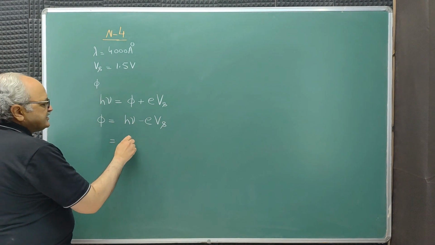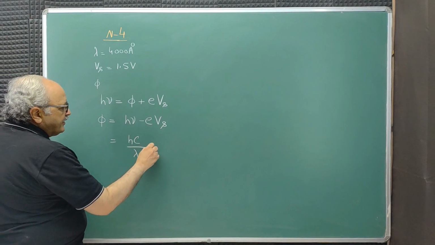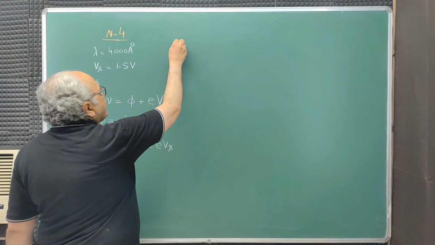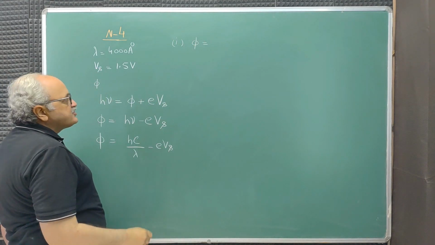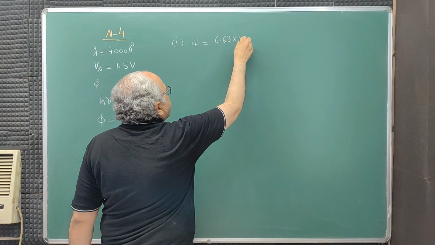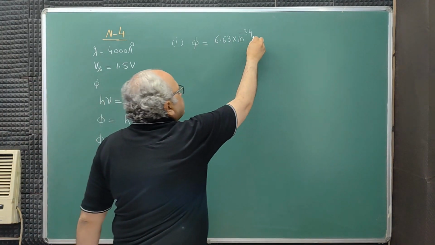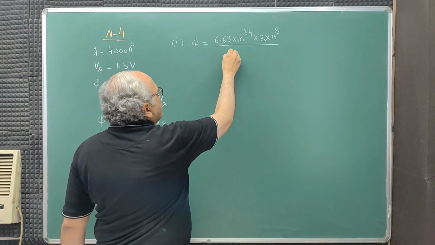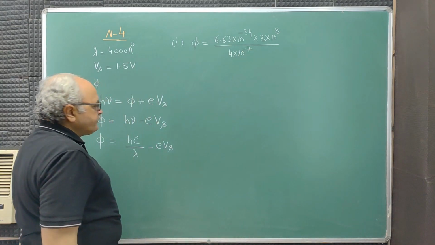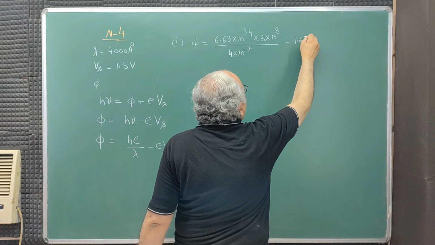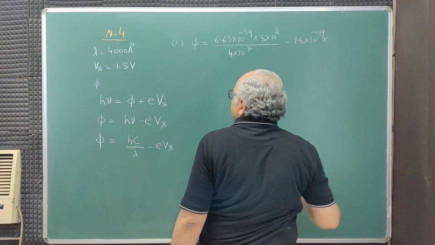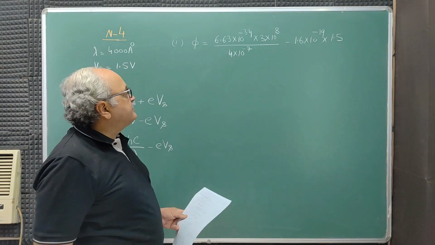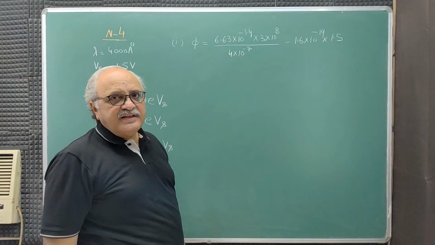Since wavelength is given to us, we can change this hν as hc by lambda, minus eV_s. Now this equation is fit for putting in numerical values to find out the work function. So as a first part, the work function now is equal to 6.63 × 10^-34, that is the Planck's constant, multiplied by 3 × 10^8, that is the velocity of light in free space, and 4000 angstrom is 4 × 10^-7 meter. Subtracting 1.6 × 10^-19, the charge of the electron, and the stopping potential is 1.5 volt. All quantities are in SI system, so obviously the answer we are going to get is in joule.